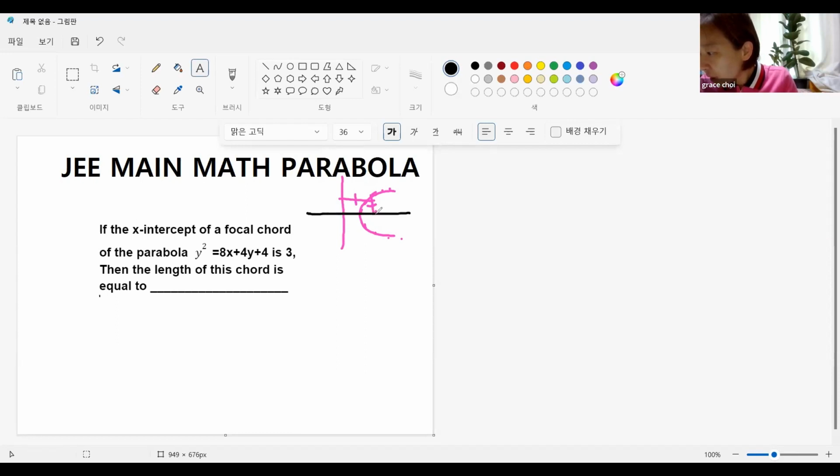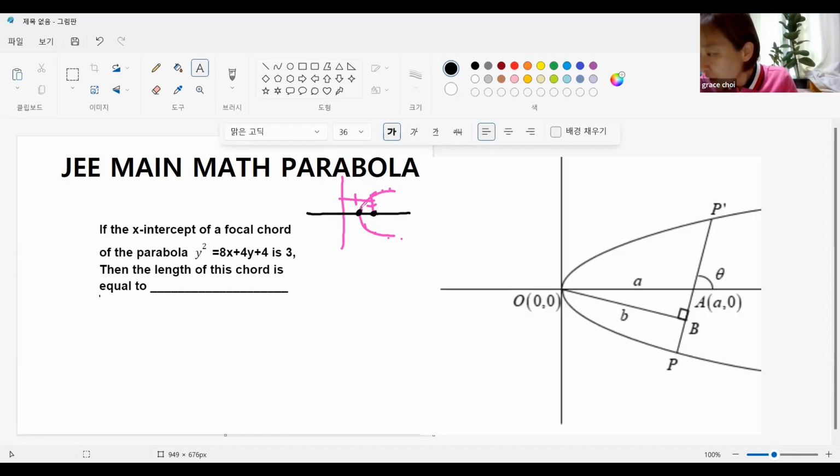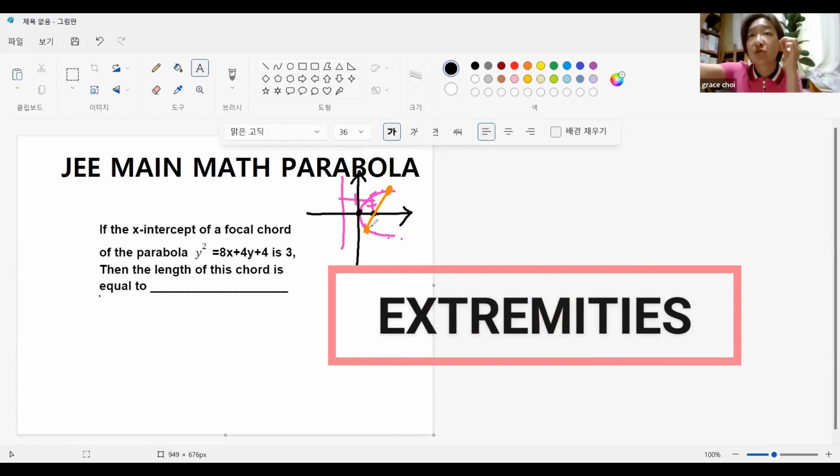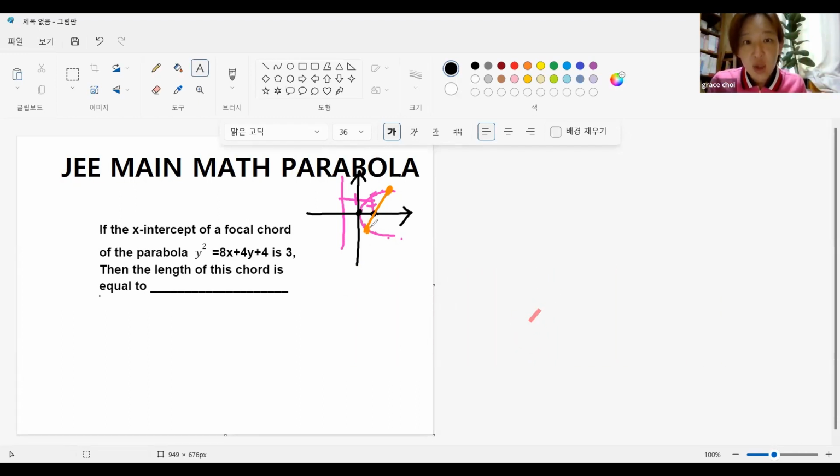For example, the focus is here, and then the vertex is here, with the y-axis and the x-axis. A focal chord is just a line that passes through the focus, like this. There are two extremities. Extremities are just the ending points. So as you see, there is a specific length of the focal chord, and the question is about the length of this chord.